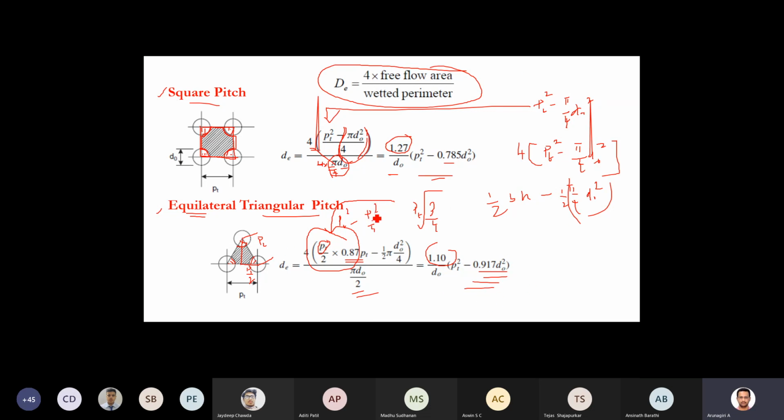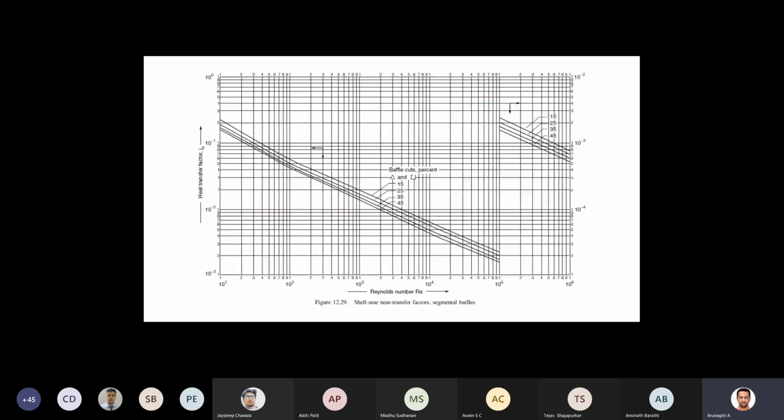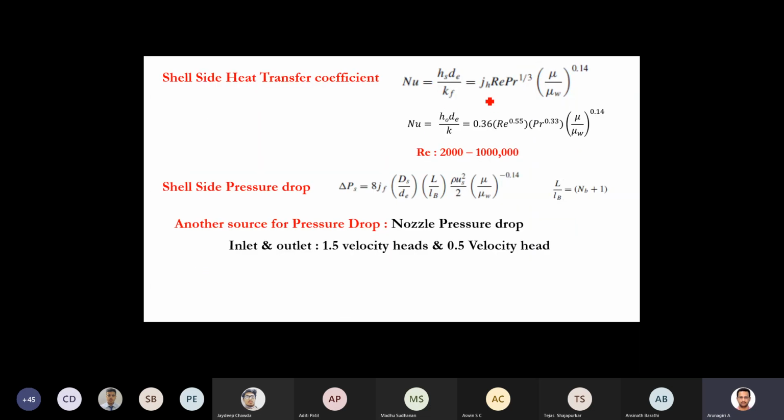So this is the way that you can calculate the D equivalent. Once you calculate the D equivalent, you can substitute it here to find the Reynolds number. Then the shell side heat transfer coefficient: once you calculate the Reynolds number, you have to fix the value of the baffle cut. The baffle cut range is 15 to 45%, but normally we go for 20 to 25%. Then you can fix the Reynolds number, calculate the corresponding JH, and once you know the JH, you can calculate the shell side heat transfer coefficient.